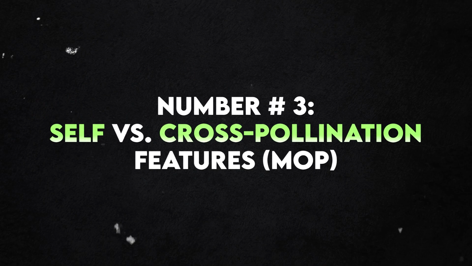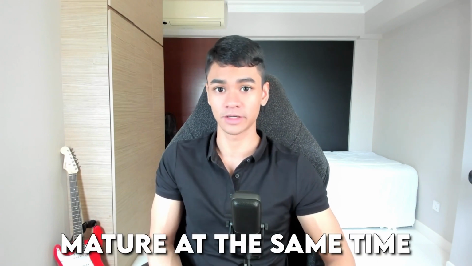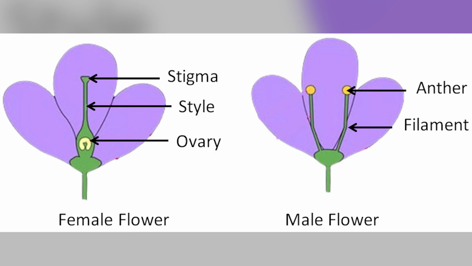And speaking of self-pollination, here's a memory shortcut of the features of flowers favoring self or cross-pollination. MOP. So M stands for: do the male and female parts of the flower mature at the same time? For plants that favor self-pollination, the answer for this is yes. So you will have both male and female parts on the same flower, and we call that a bisexual flower. This increases the chance that pollen grains will get transferred within the same flower. Whereas for plants that favor cross-pollination, male and female parts often mature at different timings.